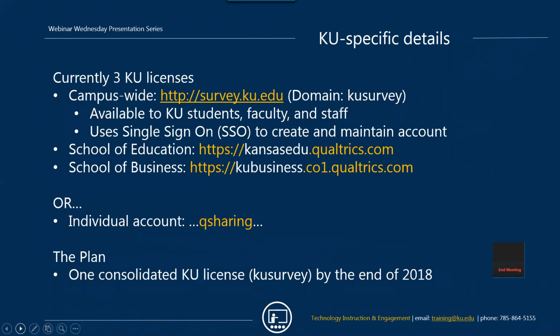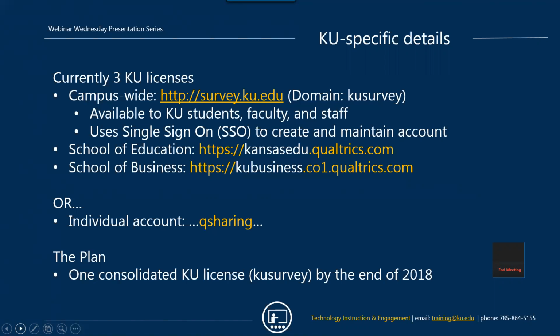The quick answer to that question is to look at the domain once you've logged into your Qualtrics account. If it's KU Survey, you're in the campus-wide license. If it's Kansas EDU, you're in the School of Education license. If it's KU Business, you're in the School of Business license. Or you could be a one-off individual account in Q sharing. A lot of the puzzles I solve are figuring out where this account is and where you want it to be. We can always migrate an account from an individual, education, or business license into the campus-wide license.